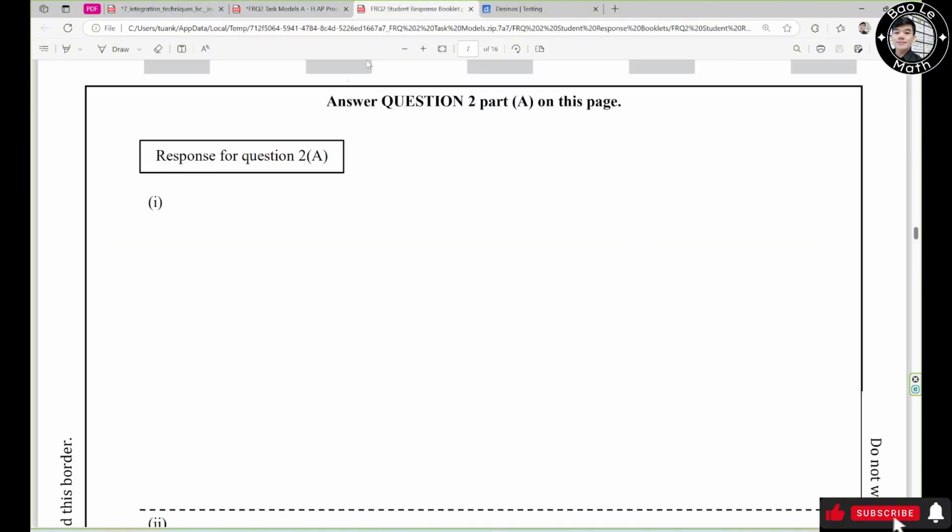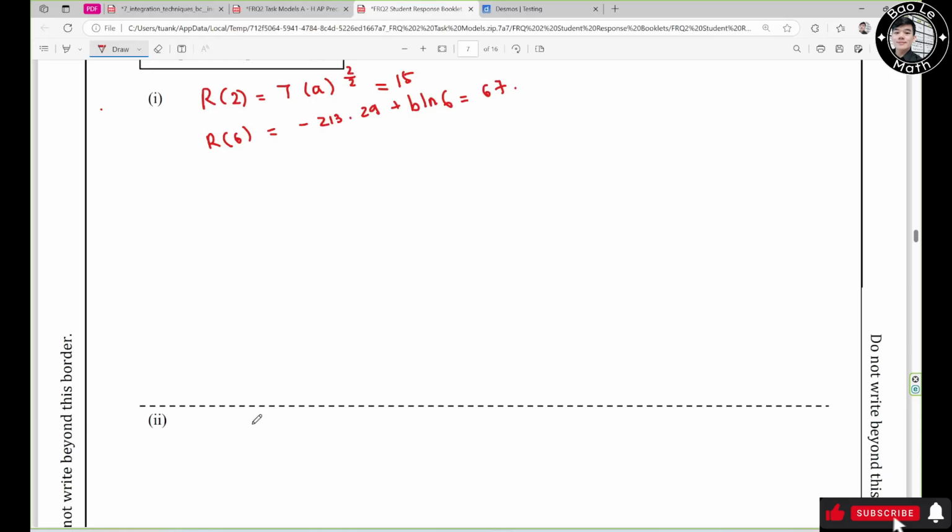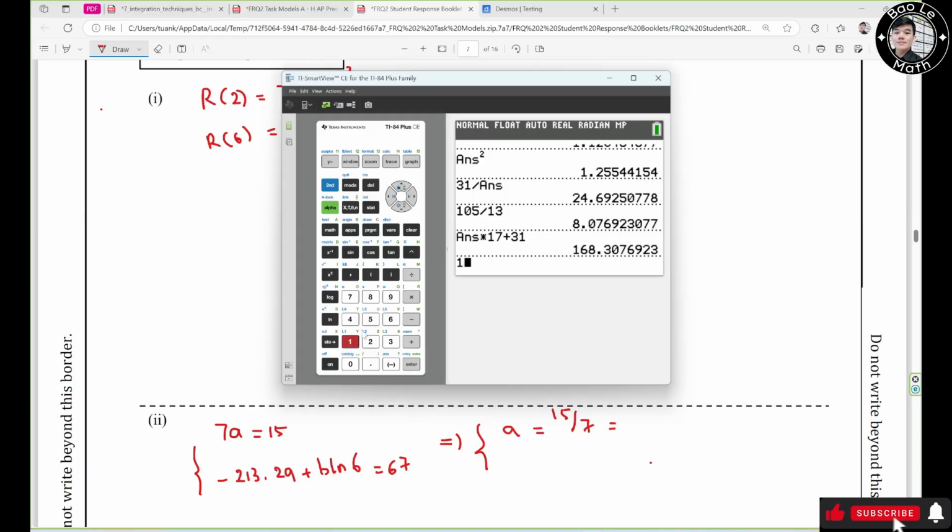Alright, so I'm going to write the 2 equations. The first equation is 7 times A to the power of 2 divided by 2, which is 1, equals 15. To solve this one, I need to divide both sides by 7. So A equals 15 divided by 7, which is 2.142.